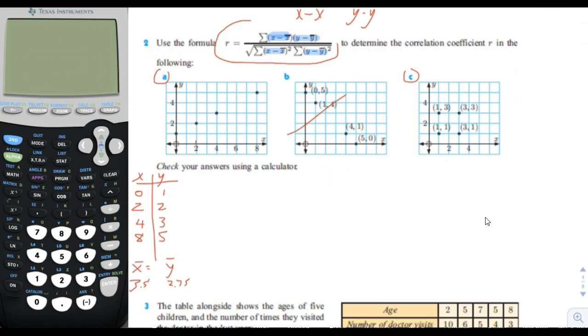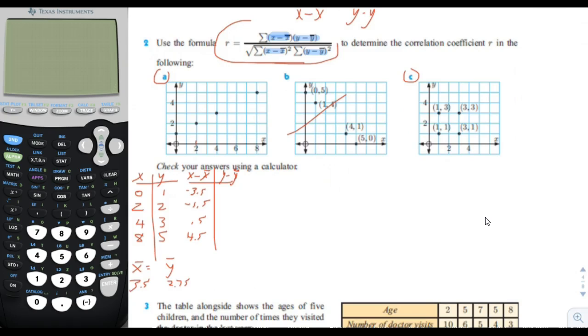Okay? Now that I have these averages, I can figure out what x minus x bar is and what y minus y bar is, because by doing that, I can fill in this table here. So x minus x bar, that would be 0 minus 3.5, which would be negative 3.5. It would be 2 minus 3.5, which would be negative 1.5. It would be 4 minus 3.5, which would be 0.5, and 8 minus 3.5, which would be 4.5.